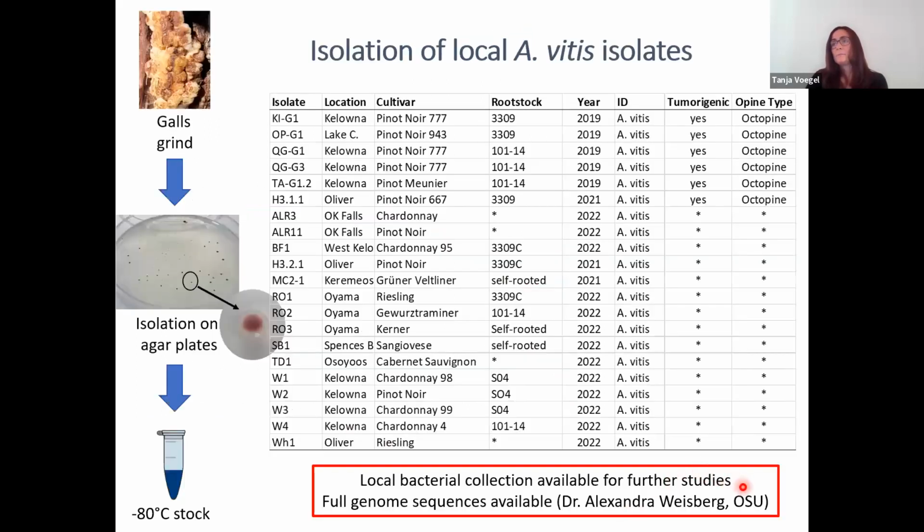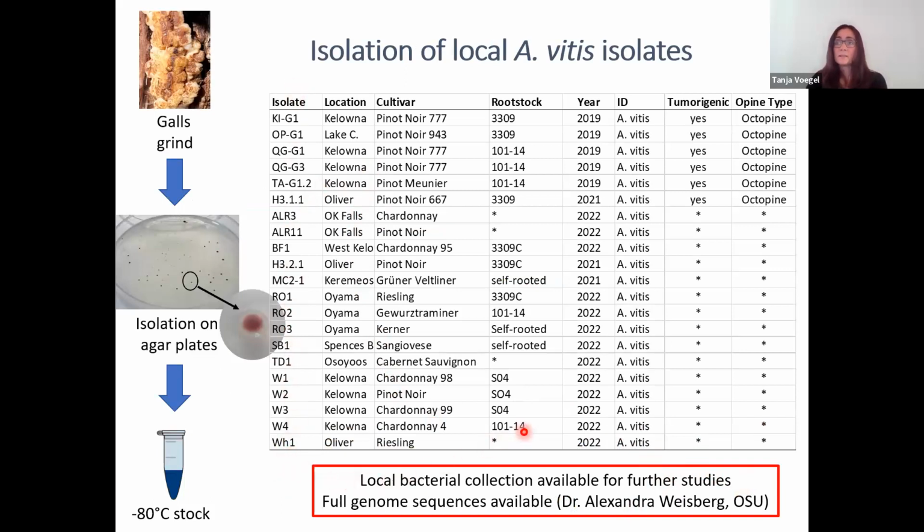And when we started this project, we didn't have any locally isolated pathogens. So we did a survey and we sampled many vineyards throughout the Okanagan Valley. And we now have a collection of isolates. So all of these are isolates that we now have available.